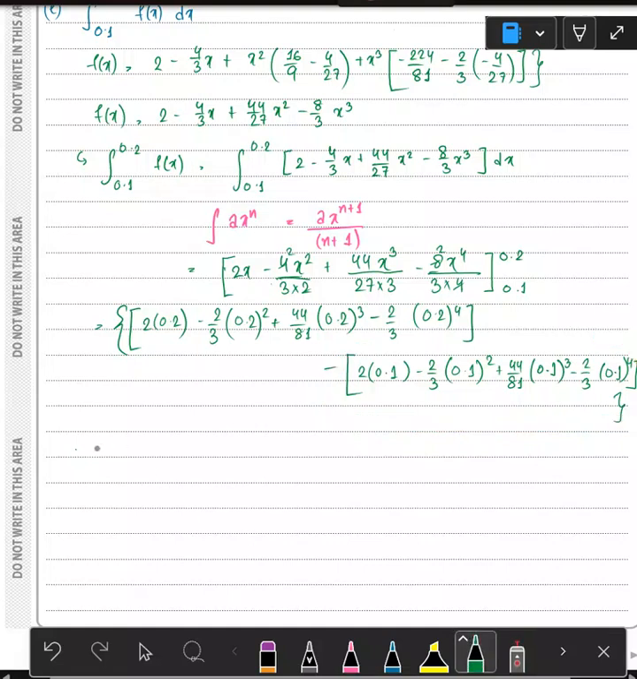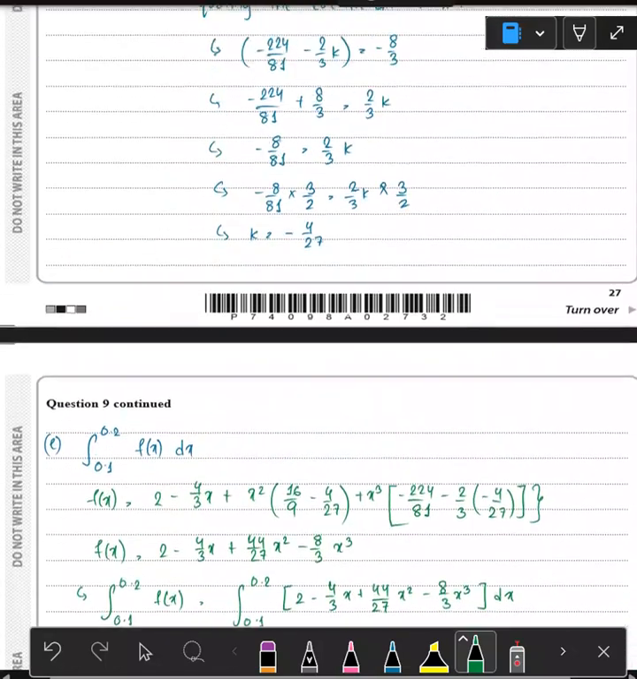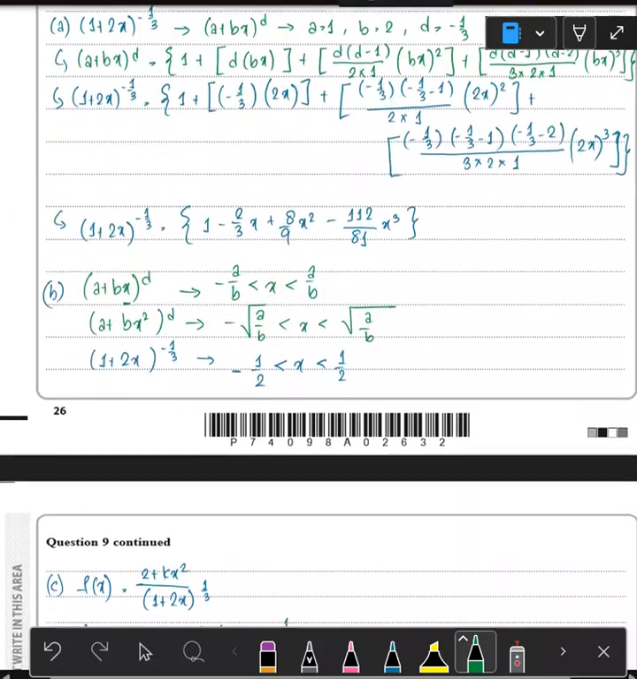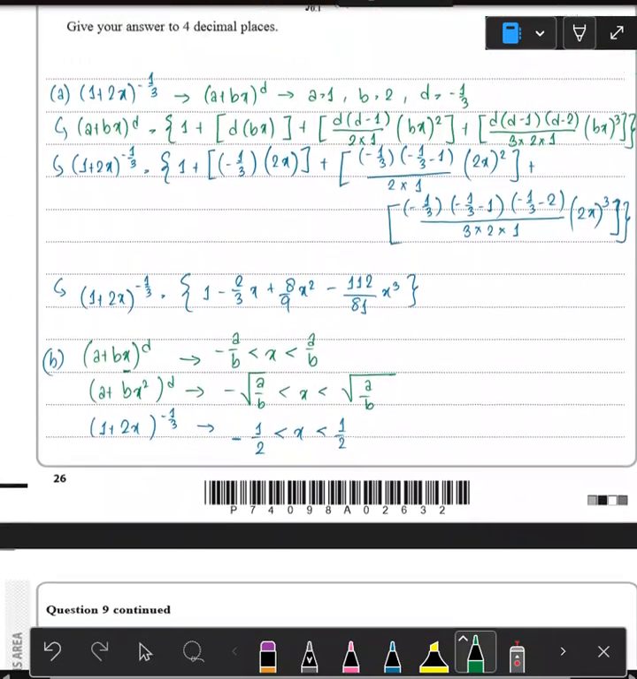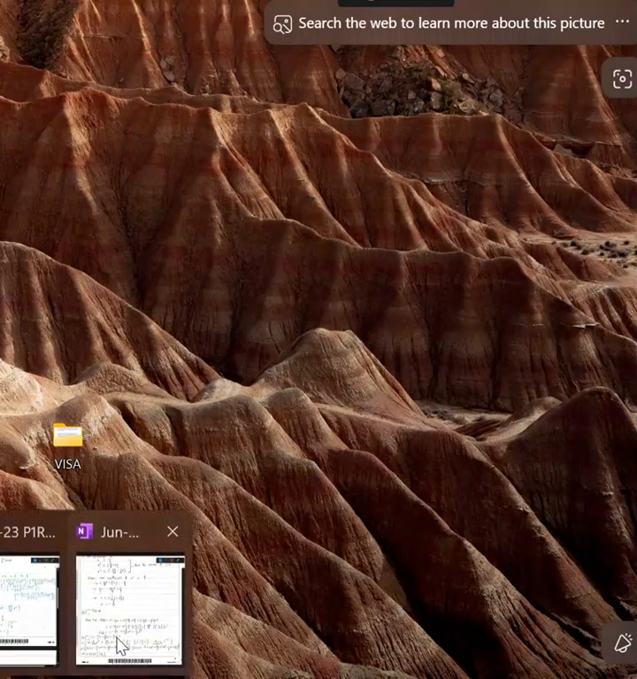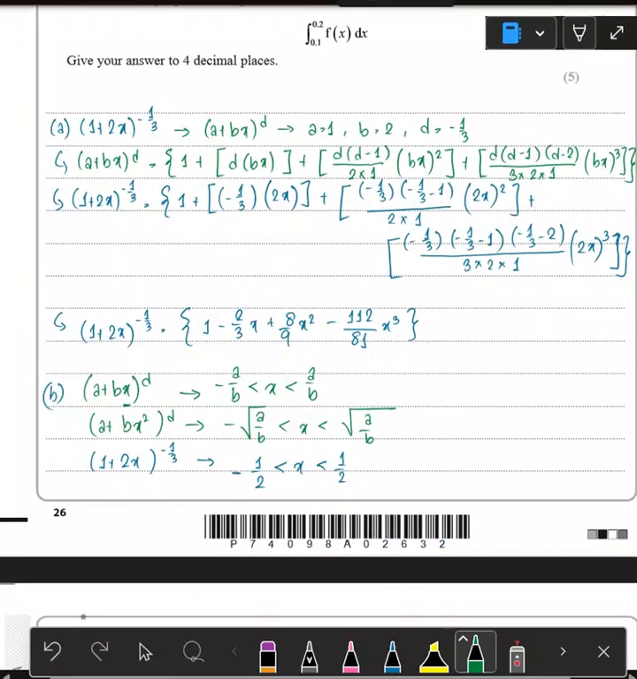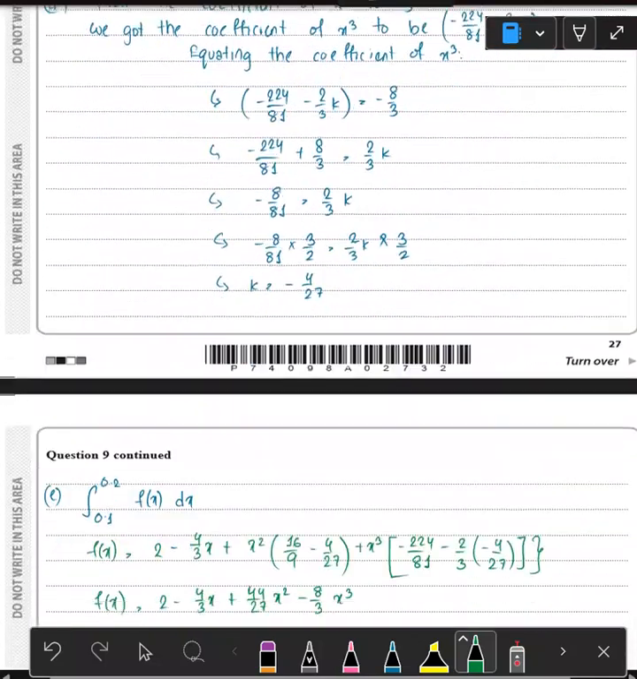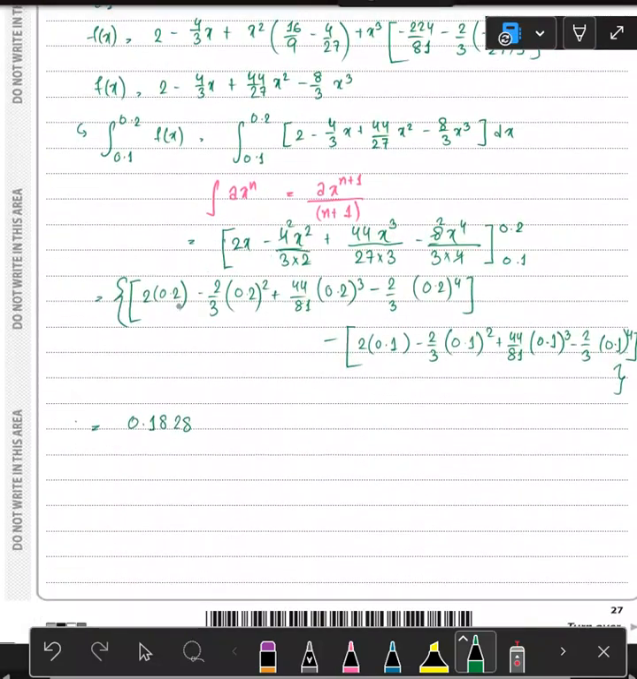You will get a value of 0.1828, and I think they have asked to put that in 4 decimal places, most probably. Yes, give your answer to 4 dp. So to 4 dp, this would be this.